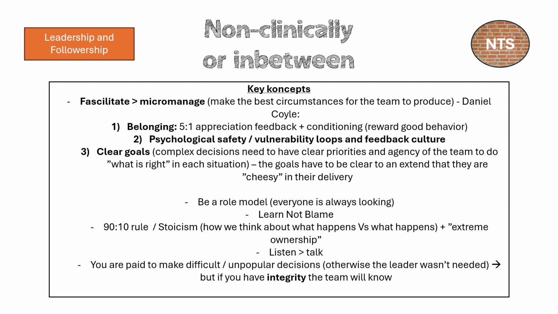Then the 90-10 rule of stoicism, how we think about what happens versus what happens. So this is also a podcast in and of itself, stoicism, but I guess we need to think about that things that happen to us are not... it's not what happens to us, but how we think about what happens to us, how we frame what happens to us, right?